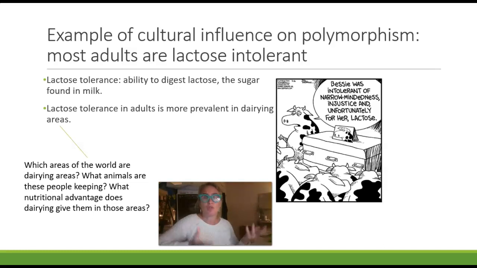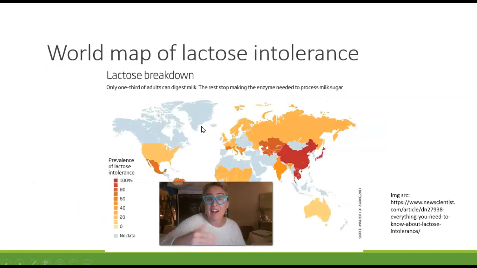So for those of you who can sit around and enjoy a big bowl of cereal with milk poured on it, you're actually in the minority. And when we look at a map of areas that have a higher percentage of lactose tolerance, you're going to see that these areas are places where there was a greater percentage of people who were herding dairy animals for longer periods of time.